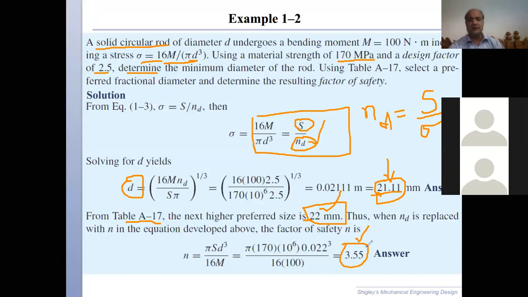So we would not call this the design factor, but we will rather call this the factor of safety. So what is factor of safety? Factor of safety is the overall design factor. Did you understand now the difference between design factor and factor of safety? Okay.